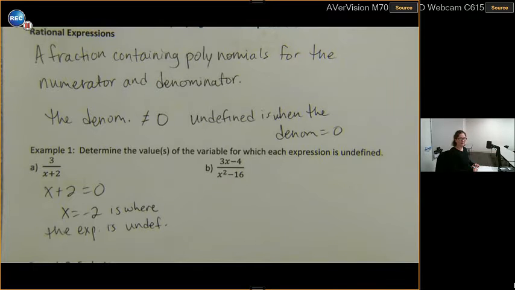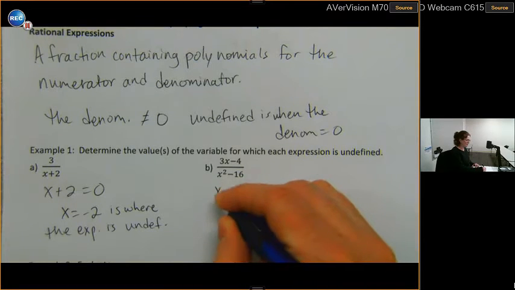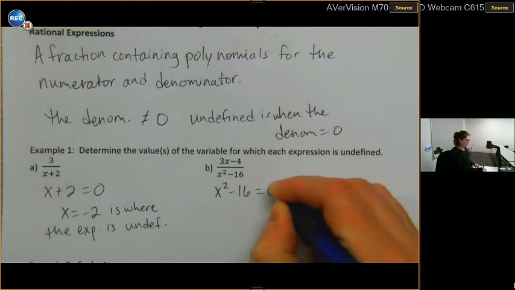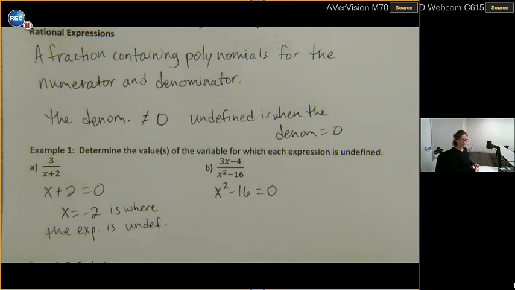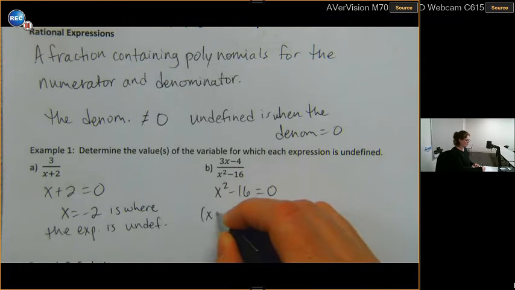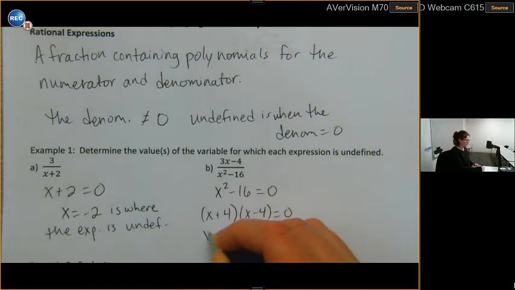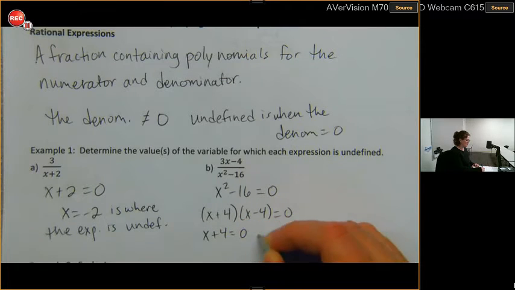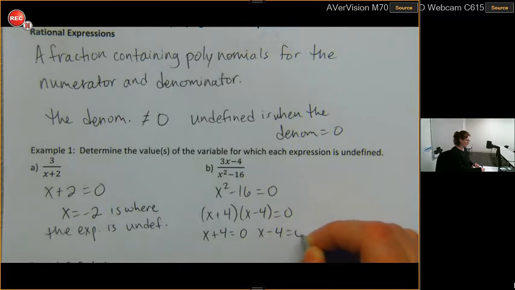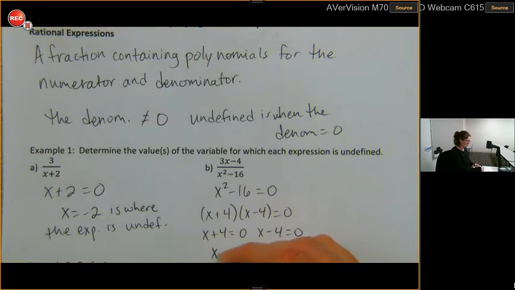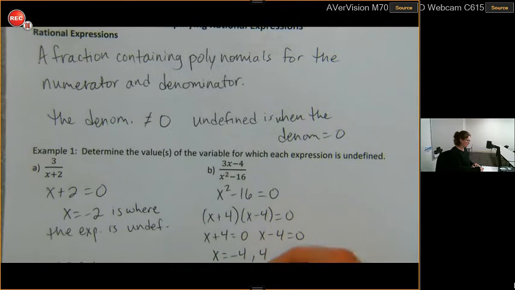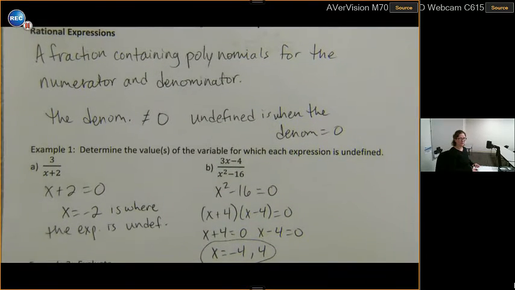On part B, we have a little bit more complicated of a denominator, one that needs to be factored. It's a difference of squares pattern. So we're going to have two answers. So we're going to say that x equals -4 and +4 are the answers where that expression is undefined.